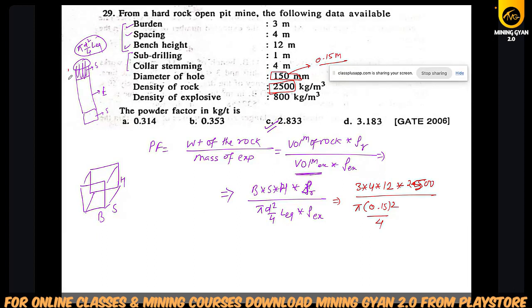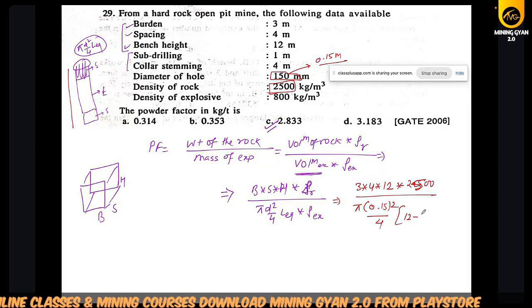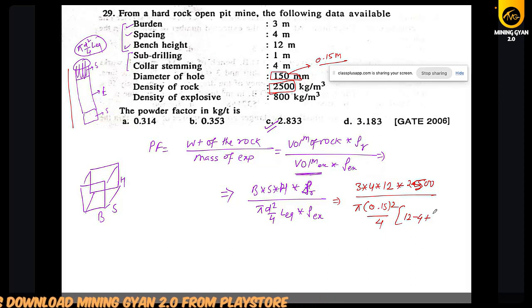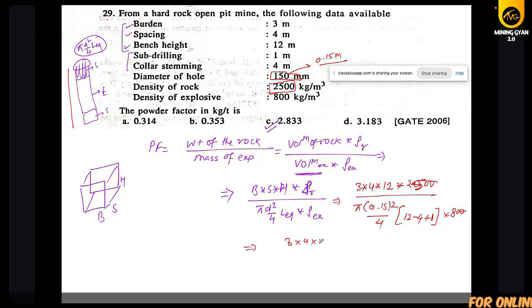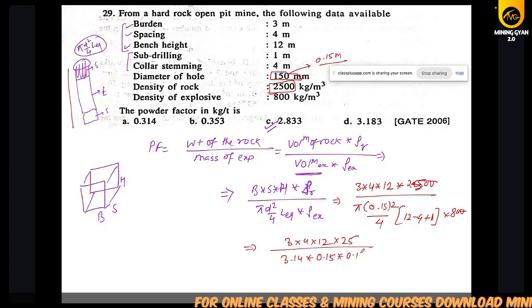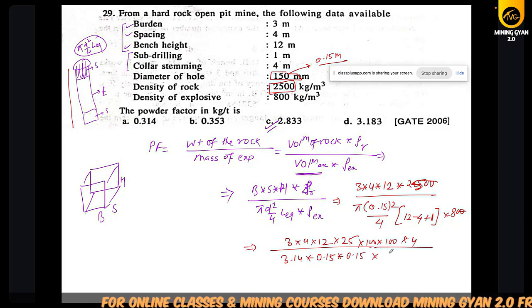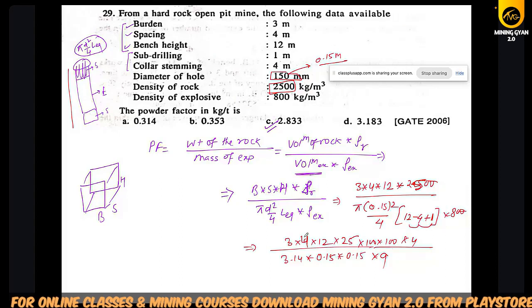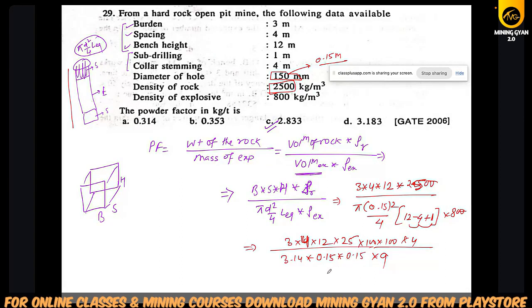What is L equivalent? The height of the bench. Height of the bench is 12. You will subtract the stemming height, which is 4, and you will add sub drilling, which is 1, and explosive density is 800. So when you solve it, you will get 3, 4, 12, 2500 divided by 3.14, 0.15 divided by 8 plus 9. So if you solve it, you will get your answer.